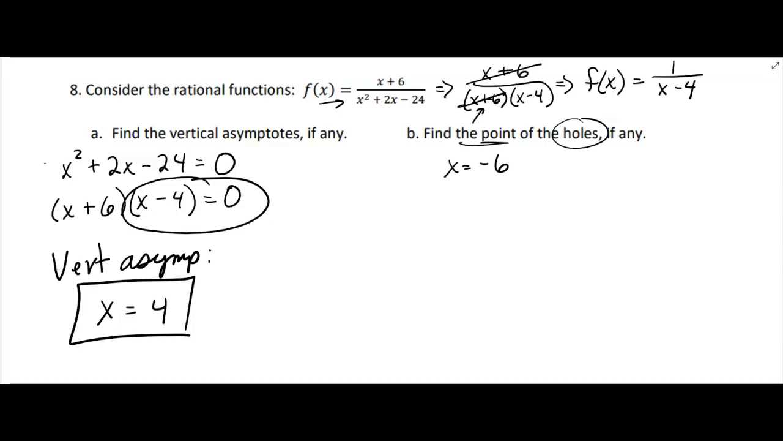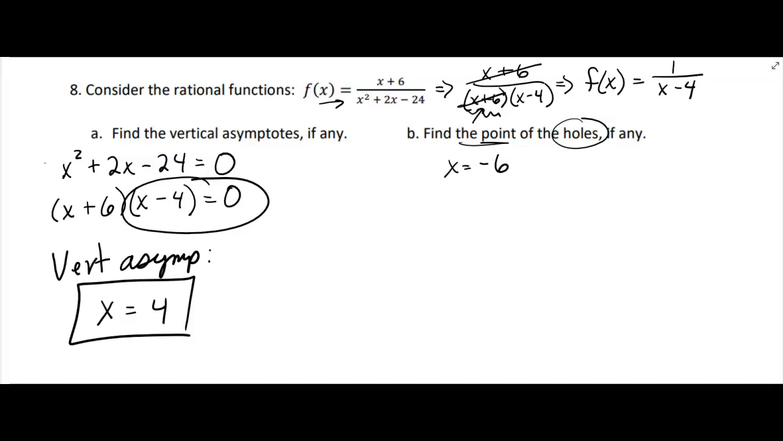Now it says find the point. That means an ordered pair. So how do you find the point? Well, you know it's going to happen when it's this factor, that you can't have it be part of the solution because x isn't part of the denominator. So you have to take out when x equals -6. Okay, I hope that made sense.